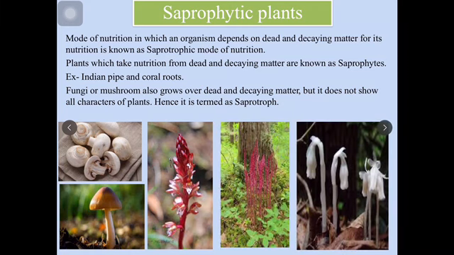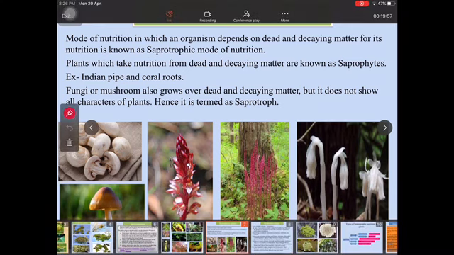Coral roots and Indian pipe grow in the forest where dead and decaying leaves or dead and decaying plants are there. They grow over them, get their nutrition, and also help in the cleaning of the environment. How will the dead and decaying leaves be removed from the forest? There will be no scavenger going. So these plants grow over them, get the nutrition, and also clean the environment. So that is the significance of saprophytic plants. They are cleaning the environment.